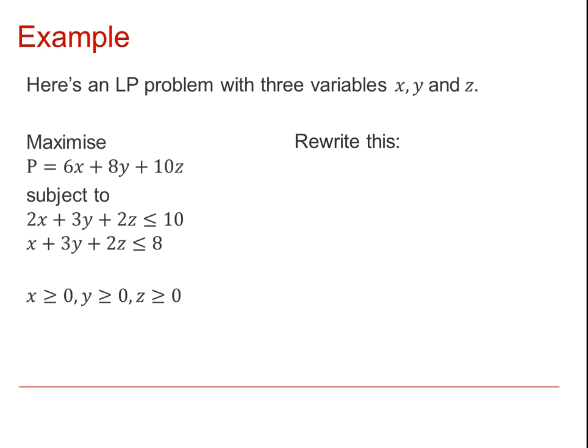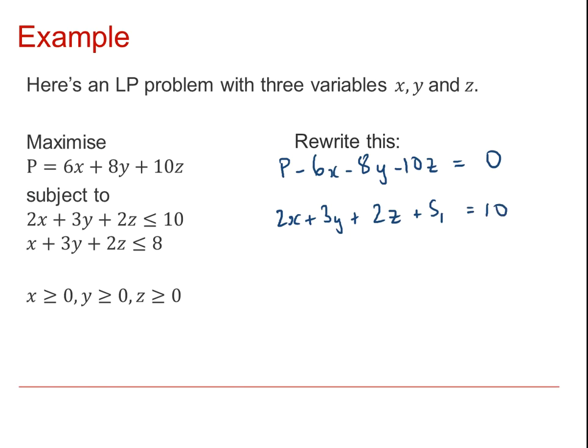This is the problem I want to look at. You might like to pause and rewrite these inequalities as the appropriate equations to go into the initial tableau. If you've done that, you should have p minus 6x minus 8y minus 10z is equal to 0. And then the constraints become 2x plus 3y plus 2z plus a slack variable, which I'm going to call s1, and that will be equal to 10. And then x plus 3y plus 2z plus another slack variable, which I'll call s2, and that will be equal to 8.